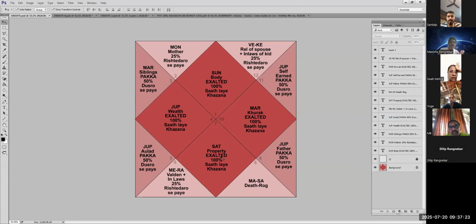Here we are talking only Lal Kitab. At the moment, forget Parashar, because it is different. If you try to mix them up, you will have to unlearn that to learn this. But it's very important.